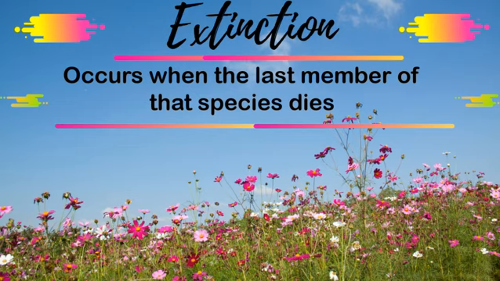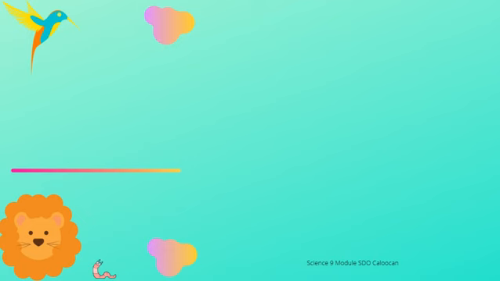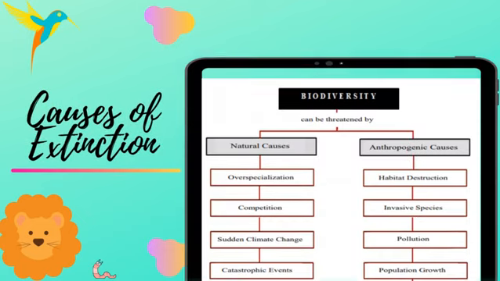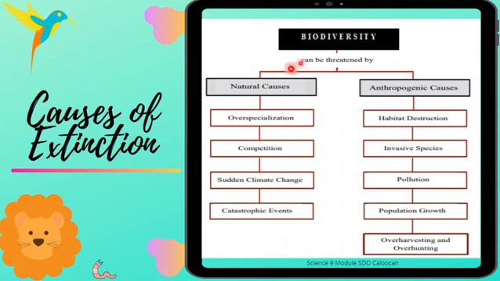So let us now know the causes of extinction. Causes of extinction are divided into two: the anthropogenic and the natural causes. What is the difference between the two? Take a look at this diagram. Anthropogenic causes are basically due to human activities, and they comprise the following: habitat destruction, invasive species, pollution, population growth, overharvesting, and overhunting. On the other hand, natural causes are due to environmental factors such as these: overspecialization, competition, sudden climate change, and catastrophic events.